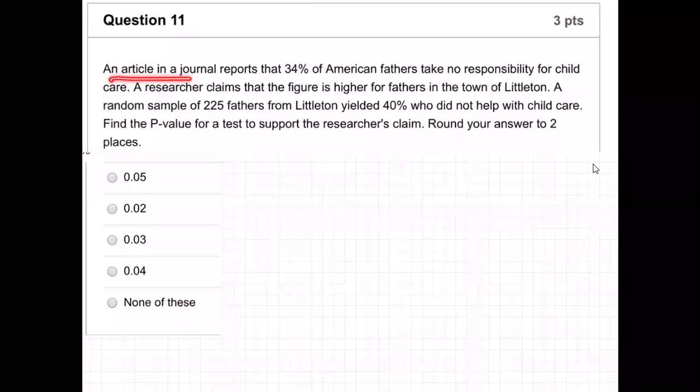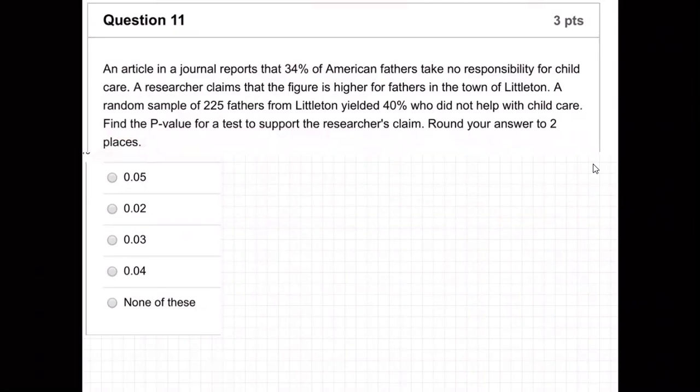Okay, so an article in a journal reports that 34% of American fathers take no responsibility for childcare. Deadbeat dads, they call that, right? A researcher claims that the figure is higher for fathers in the town of Littleton. A random sample of 225 fathers from Littleton yielded 40% who did not help with childcare. It's terrible. Find the p-value for a test to support the researcher's claim. Round your answer to 2 places.